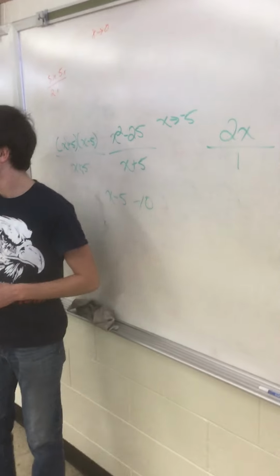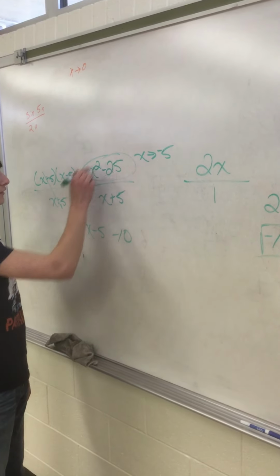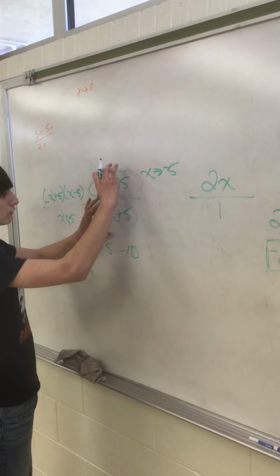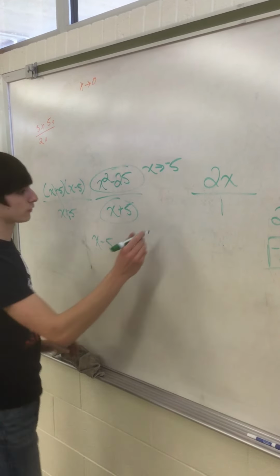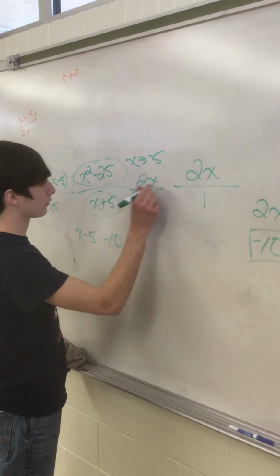Tell him not to do quotient rule. Oh, right, you don't do quotient rule. You just do the derivative of this, derivative of this. These are separate, so you just carry it over. So you do 2x over 1.